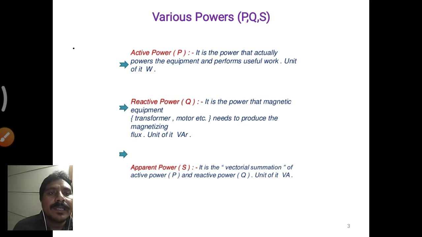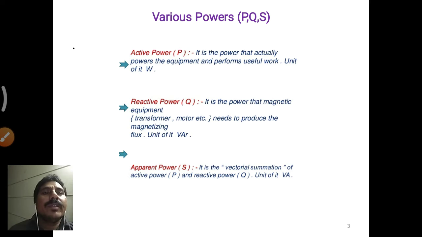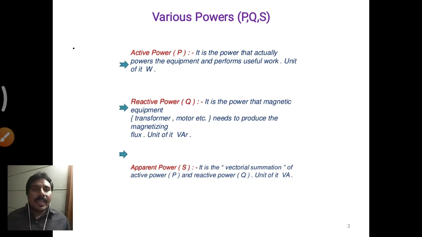Coming to the reactive part, that is Q power, this power produces the required magnetic property in the circuit, which develops the required flux in the circuit. To do the active work, the reactive power is very important in the circuit. The reactive power is represented as Q, and the unit for it is var.